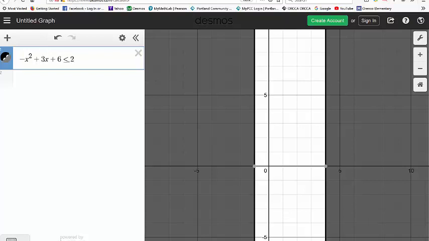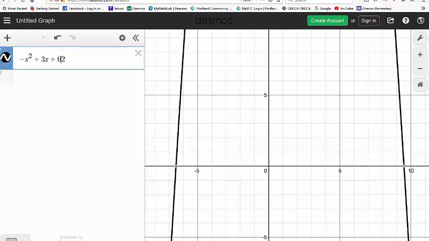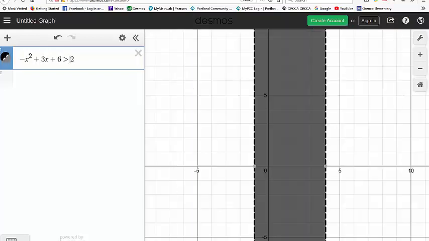Okay, and if I change that to being strictly greater than 2, it gives me just the values between negative 1 and 4 with these open lines, right? While this shades the appropriate region, it doesn't really show you how to solve it graphically, so to speak. So make sure that you understand what's going on with the graph.